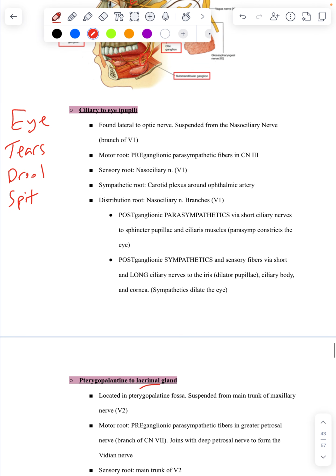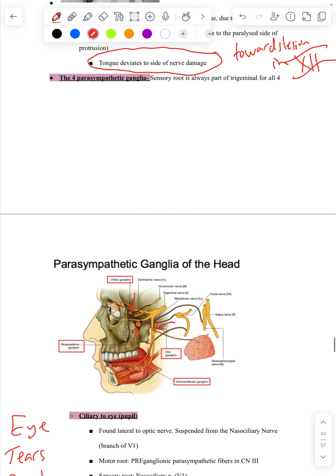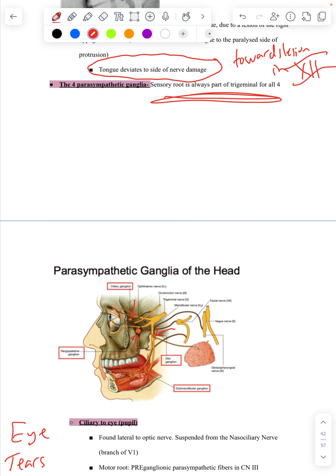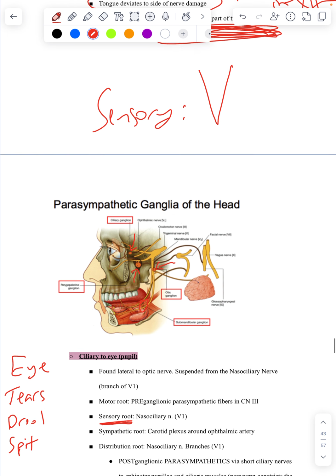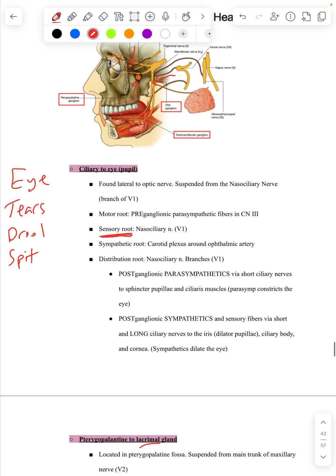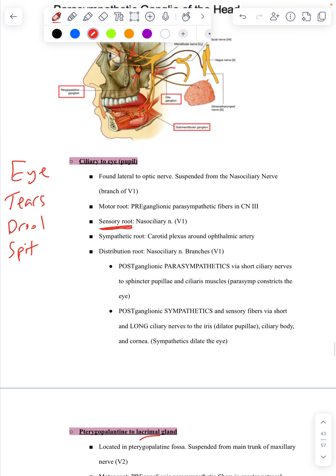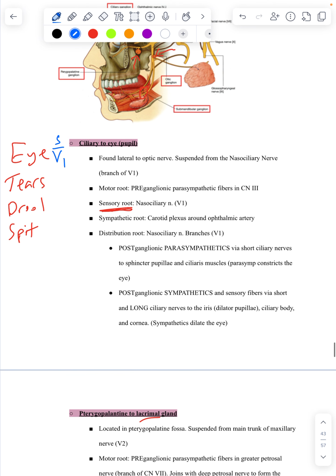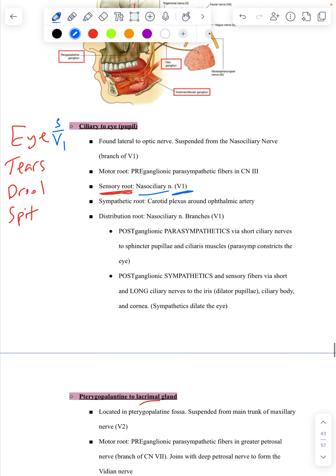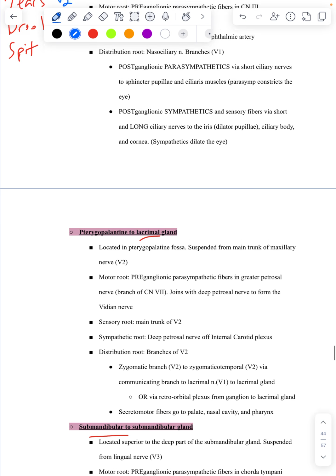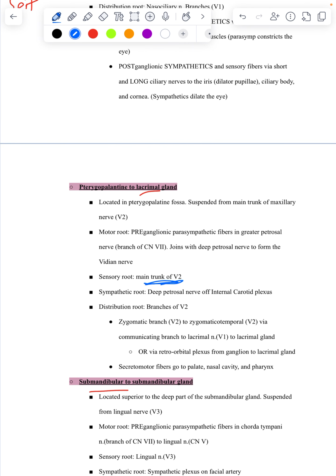For the sensory root, for all 4 of these, highlight this, star this, whatever, sensory root is always trigeminal. So sensory for all 4 it's one of the V's. So it's going to be V something. And since we have them in order, we're going to remember for sensory, for the first one, V1, specifically nasociliary. Second one, V2, main trunk of V2, so we're talking about maxillary.